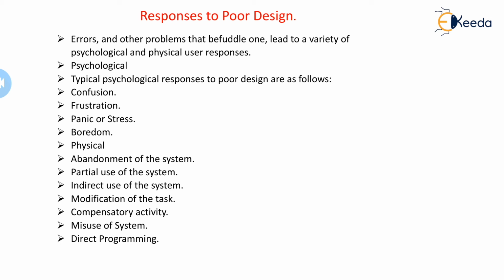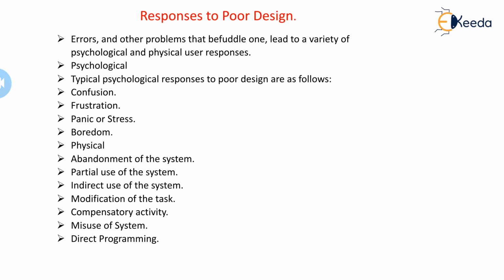Then you have physical responses. First, abandonment of the system. The system is rejected and other information sources are relied on. These sources must of course be available and the user must have the discretion to perform the rejection. Then partial use of the system. Only a portion of the system capabilities is used, usually those operations that are easiest to perform or that provide the most benefits. Then you have indirect use of the system, where an intermediary is placed between the would-be user and the computer.